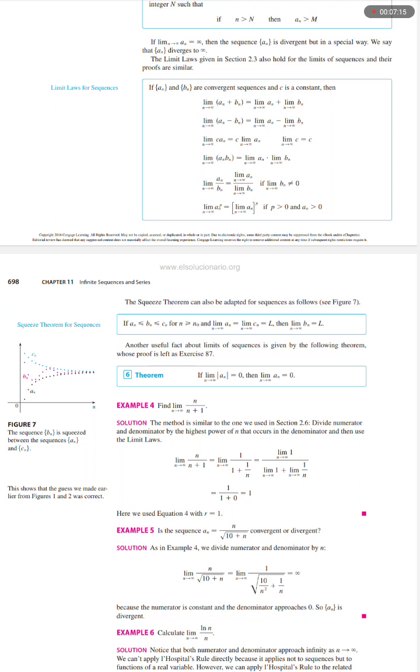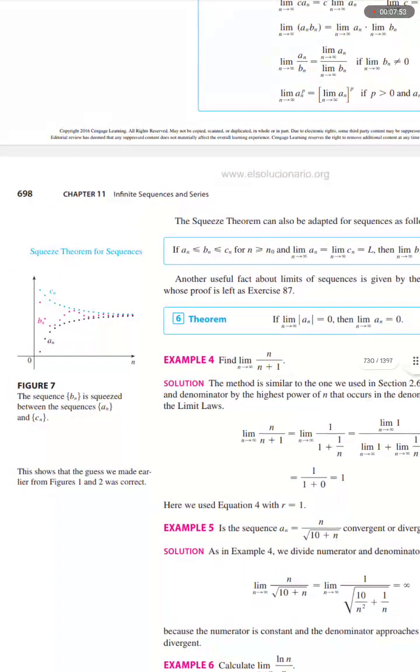Another useful fact about limits of sequences is given by the following theorem, whose proof is left as exercise 87. Theorem 6. If the limit of the absolute value of a sub n as n approaches infinity equals 0, then the limit of a sub n as n approaches infinity equals 0. See Figure 7, the sequence {b sub n} is squeezed between the sequences {a sub n} and {c sub n}.